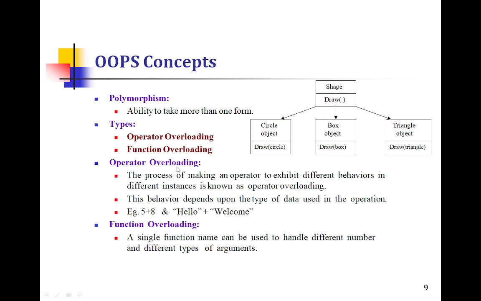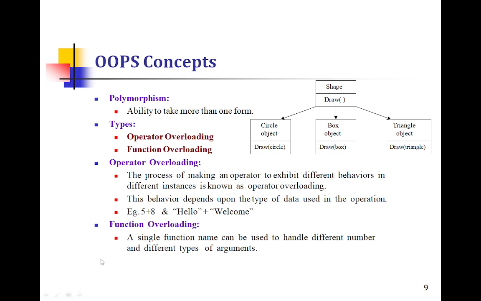Operator overloading means that a single operator can be overloaded with more than one function. For example, the plus operator we can use for performing addition, and at the same time we can use the plus operator for performing string concatenation. So more than one activity is carried out by the single operator itself, that is operator overloading. We have to clearly explain that. The process of an operator exhibiting different behaviors in different instances is known as operator overloading.